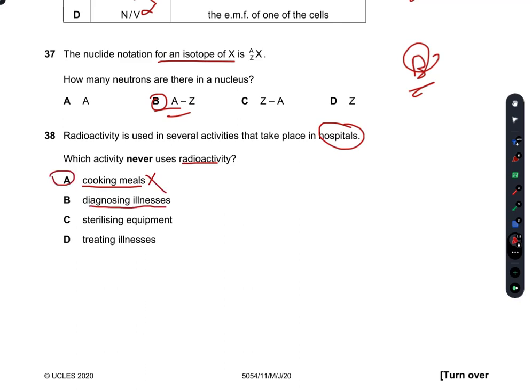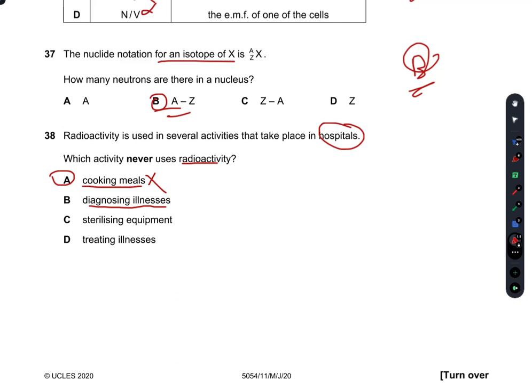Diagnosing illnesses. Now some of the hospitals contain CT scans and MRI machines and X-ray machines, and this involves radioactivity. Sterilizing equipment is another thing that is carried out by UV rays and different kinds of radioactive substances that are used to sterilize equipment in the hospitals. So C is also incorrect.